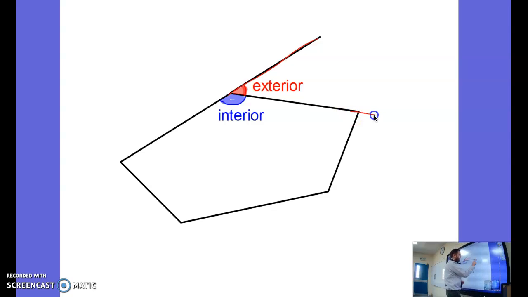What we need to do is extend the line, and then this is an exterior angle. Extend the line, this is an exterior angle. Okay, and you might notice that they form a straight line. The interior and the exterior form a straight line, and that means they add up to 180. But we'll come to that a little bit later.